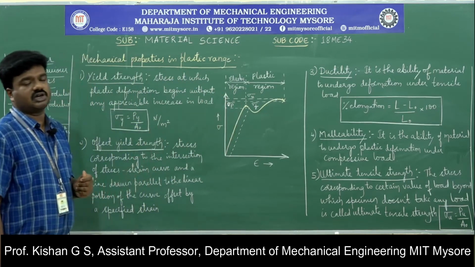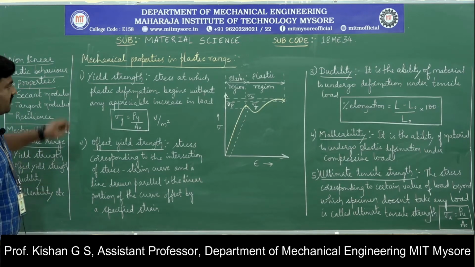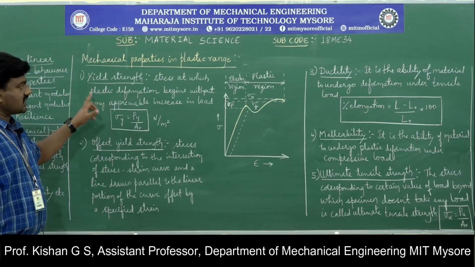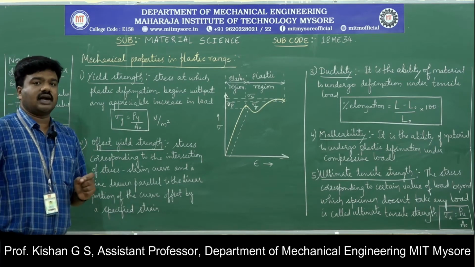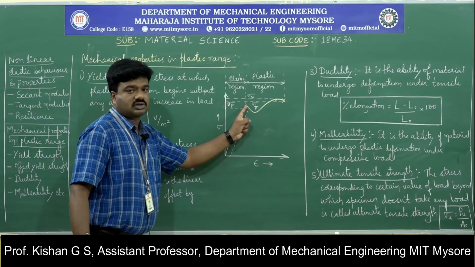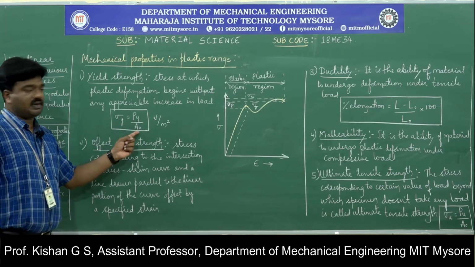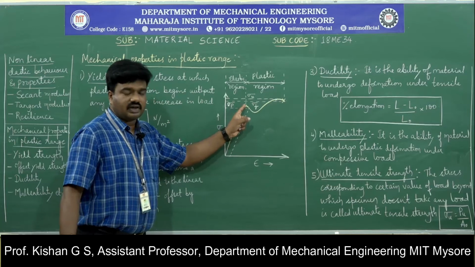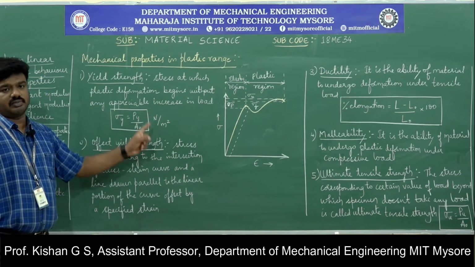We have different parameters to be studied when it comes to the material in its plastic range. The first point is yield strength. How do you define yield strength? It is the stress at which plastic deformation begins without any appreciable increase in the load. That is the point at which the material enters into the plastic region, this particular point. The stress corresponding to this is considered to be yield strength, that is sigma y is equal to Py divided by A naught. So Py is the load at yielding. Yielding is nothing but a point wherein the material enters into the plastic region. The unit of the yield strength will be Newton per meter square.